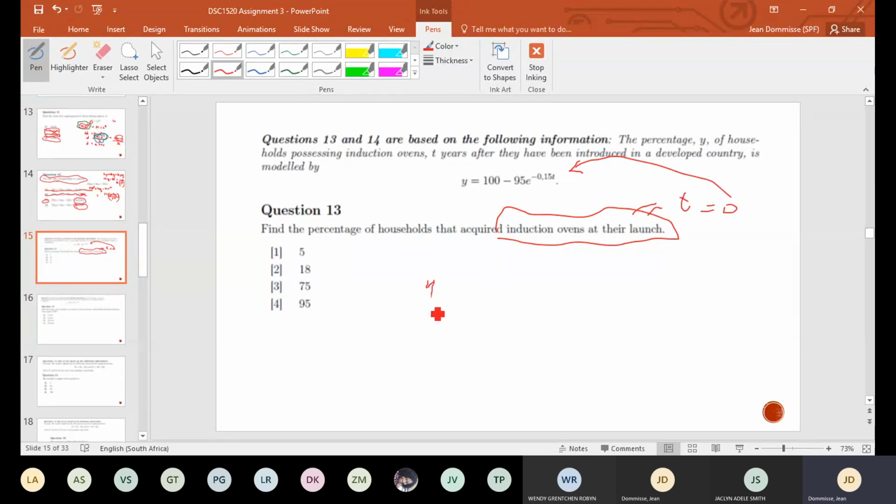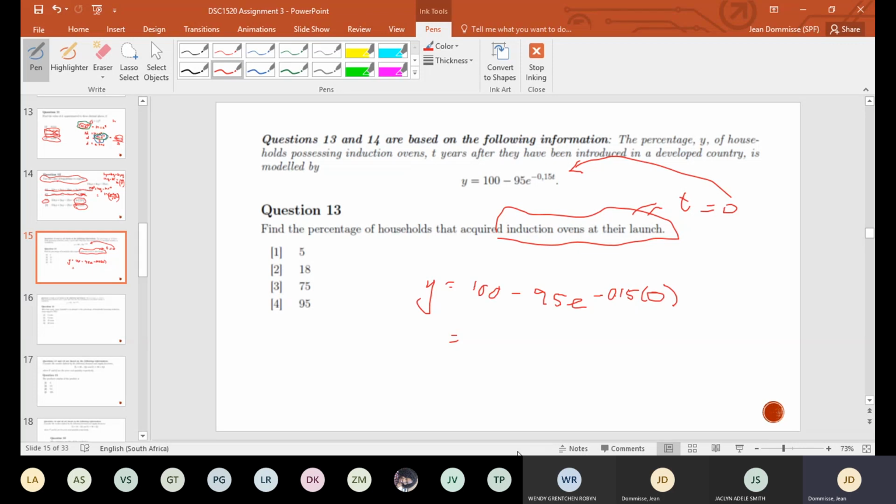So I would have just said Y is equal to 100 minus 95 e to the power of minus 0.15 times 0. So that is what I would have done.